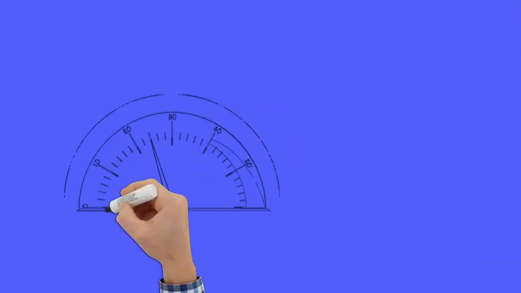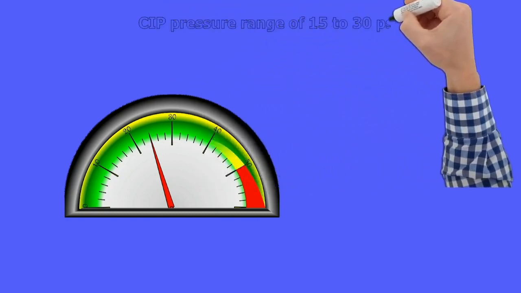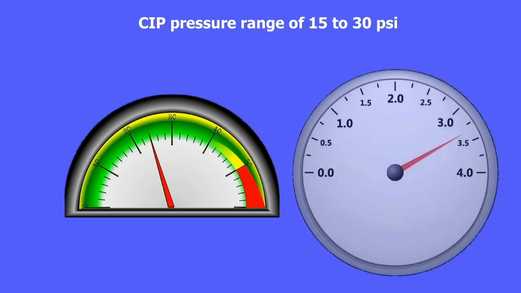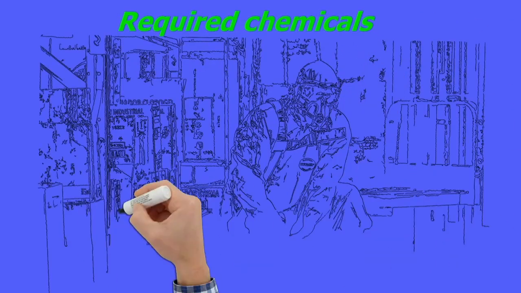The goal is to try and achieve the recommended cleaning flow rates above, while keeping the cleaning solution pressure within the CIP pressure range of 15 to 30 psi. CIP pressure: low pressure from 15 to 30 psi. Required chemicals: 1% EDTA by weight plus 0.1% NaOH. The pH of the solution should be 12 and the temperature should be 35 degrees Celsius maximum. Steps of cleaning.